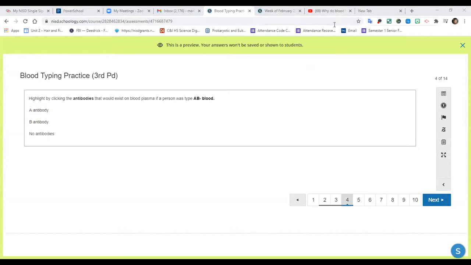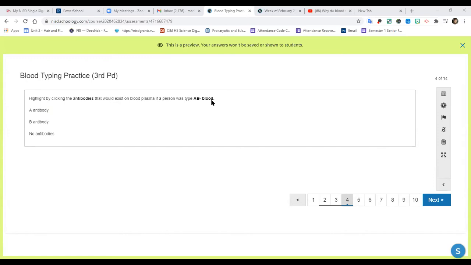Highlight by clicking the antibodies that will exist on blood plasma if a person was type AB negative blood. Now keep in mind that antibodies reject foreign antigens. So if you're A blood type, it will be against B. Why? Because it will attack it. You're not part of the group. You're not part of the crowd. We only allow A blood type.